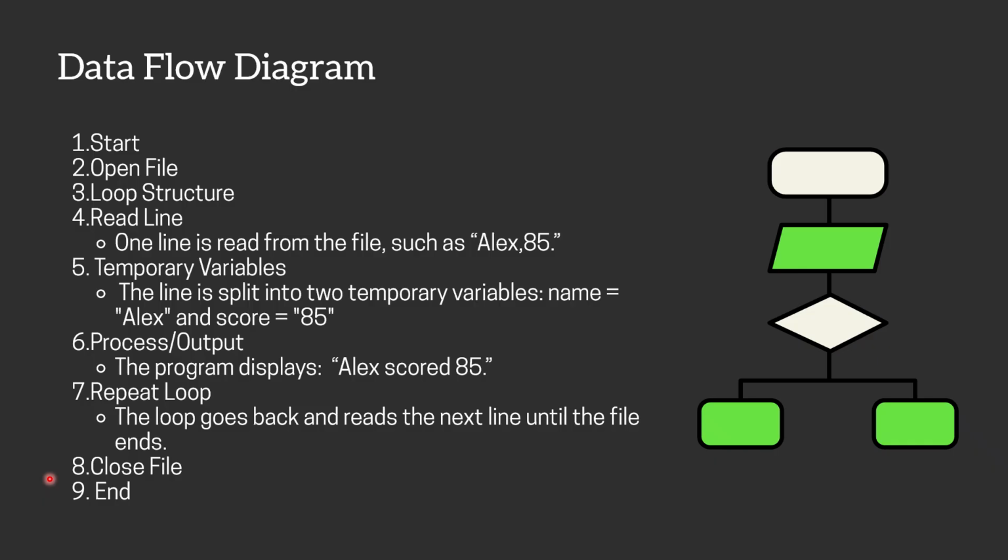Now in your diagram, I want you to make sure that you label each part clearly. Your input file, which is going to be students.txt, your loop structure, your temporary variables, which is name and score, and then your output display. Now you can use arrows to draw data moving from one part to the next. Now, if you're creating this digitally, Draw.io or Google Slides is going to probably work great. Even PowerPoint, okay? Just use simple boxes and arrows.